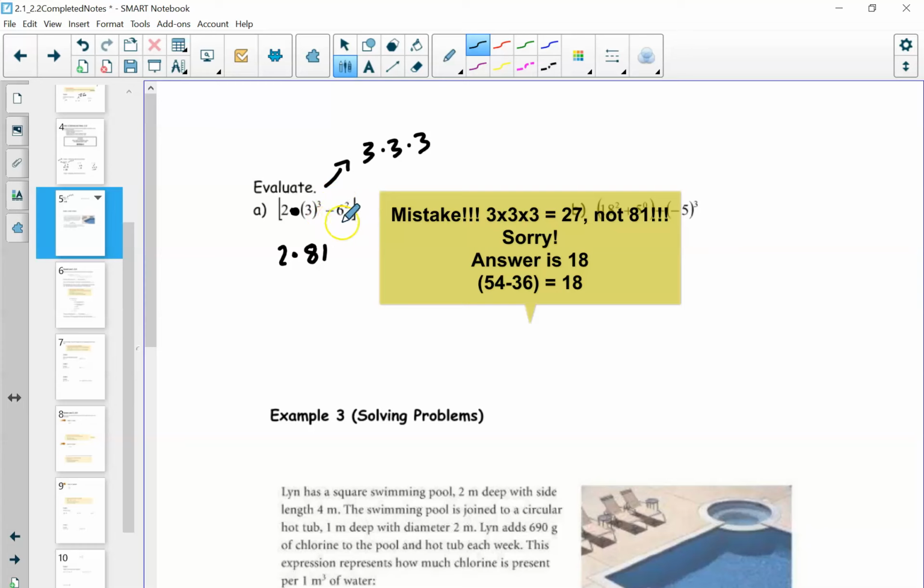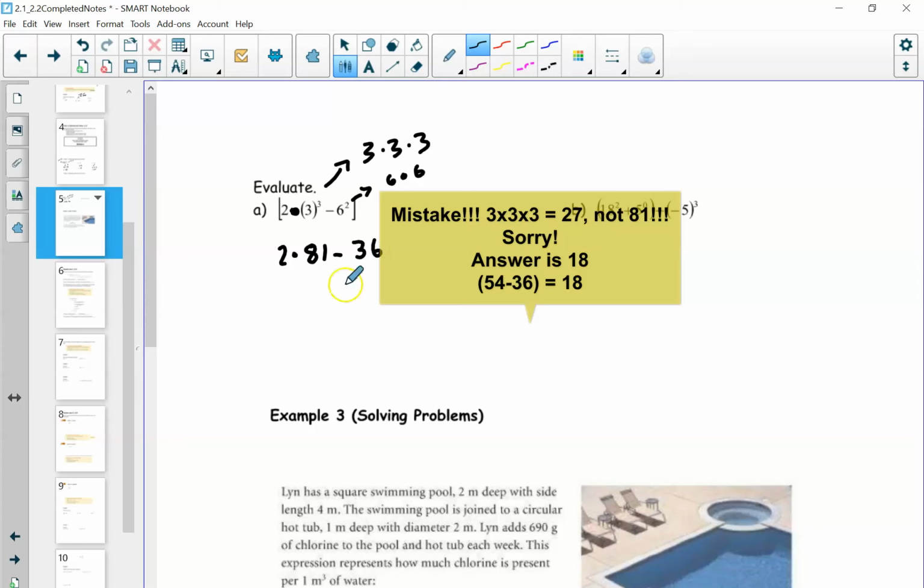Now we have to do the second exponent. Once again, we have to be a little careful here. This exponent is touching the 6. It's not touching negative 6. It's just touching the 6. So I'm going to leave the negative sign out there, and I'm going to do 6 to the power of 2, which is just 6 times 6, right? So there's 2 of them, which we know is 36.